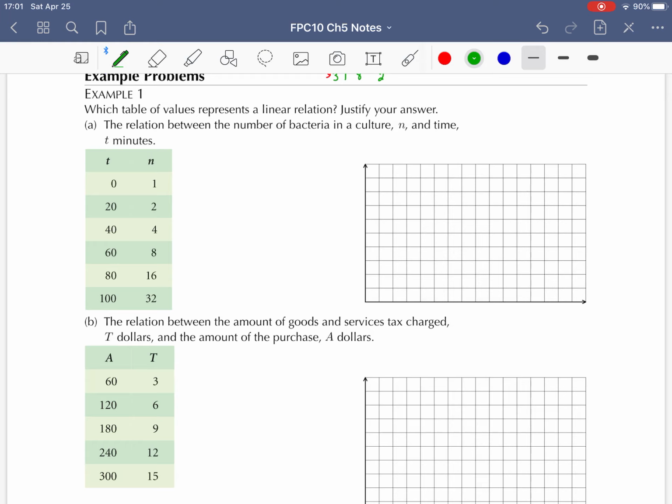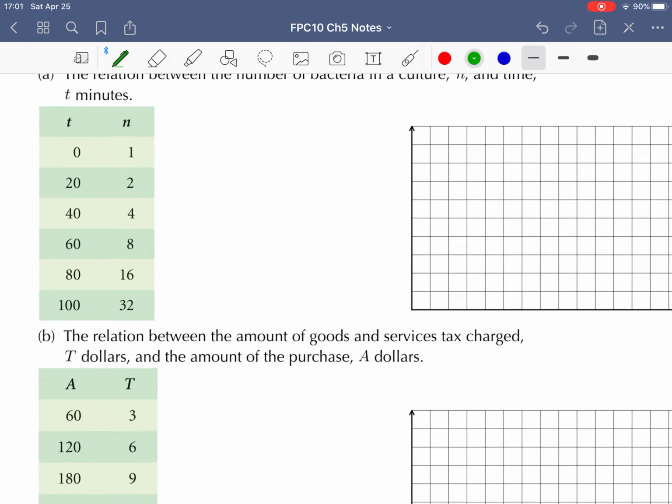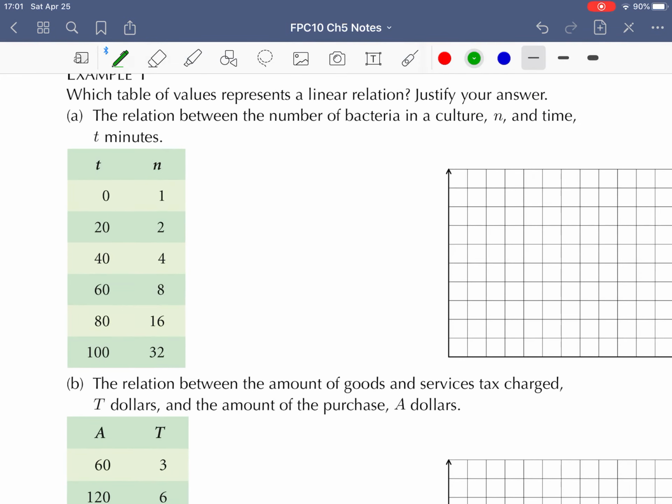All right, let's look at example number 1. Which table of values represents a linear relation? Justify your answer. We're going to do this two ways. We're going to do this from the table of values, and we're going to graph it. So our first one, the relation between the number of bacteria in culture, N, and time. Well, let's take a look.